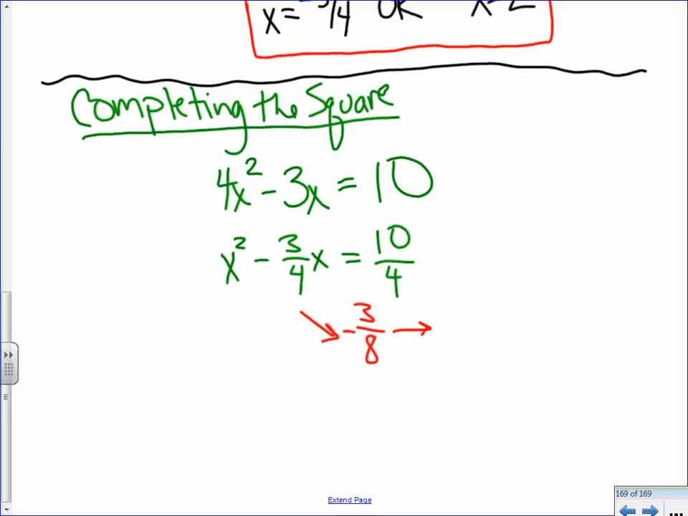And then I take what I have there and I square it. So that's really just squaring the top and the bottom. So I square the top, I get 9. And I square the bottom and I get 64. And it was negative before, and I squared it, so a negative times a negative gives me a positive. So it's just 9/64.